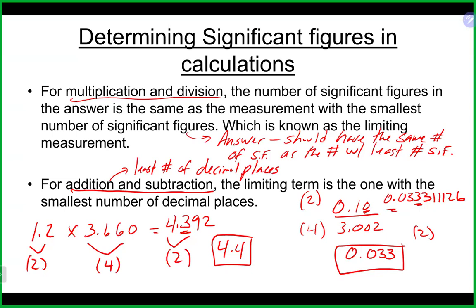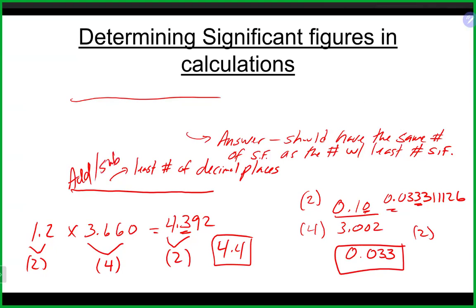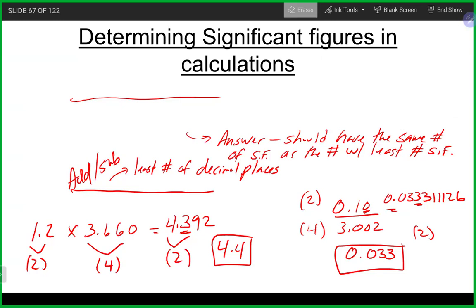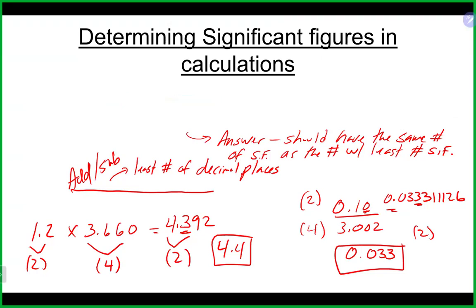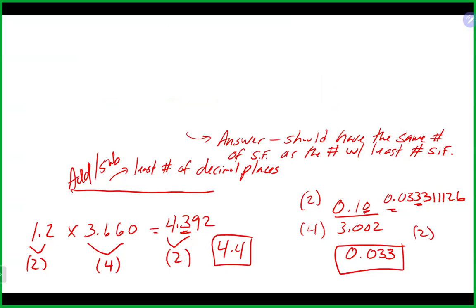So that's different than multiplying and dividing. Again, multiplying and dividing, we're looking at significant figures. Adding and subtracting, we are looking at decimal places, and it is the least number of decimal places. And it is the same reasoning. The least number of decimal places is frankly probably your worst measurement that you did. So it is the one that limits how good your overall calculation is.